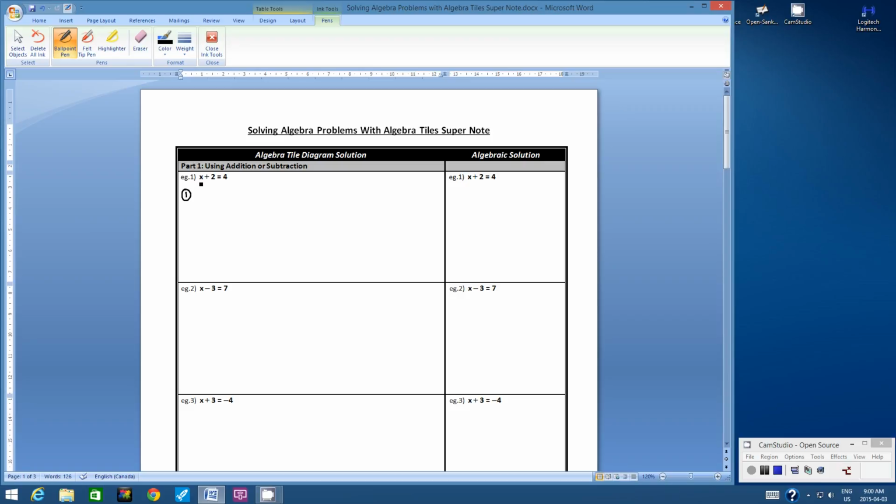Let's look at the individual components. We have an x variable. We've had a lot of experience drawing a positive x variable. It's just a rectangle with a positive sign. Then plus 2 is simply 2 positive integer tiles. And then we have the equal sign. Don't forget the equal sign. And then on the right side of the equal sign, we have positive 4. So let's draw those tiles out. Positive 4.